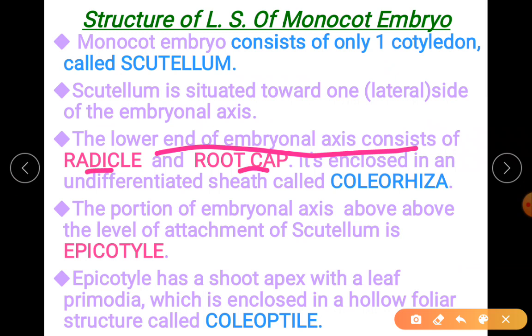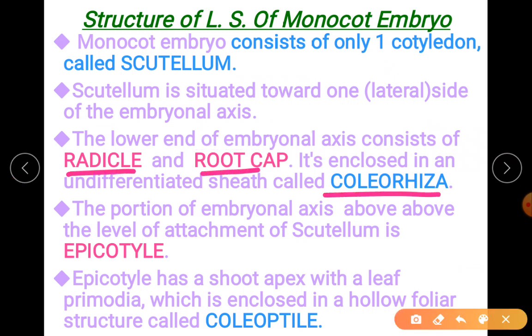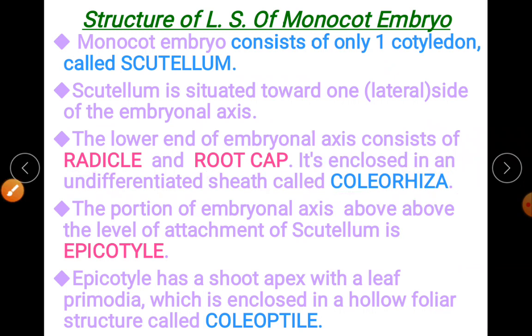And it is enclosed, very important. 1 mark question, what is coleorhiza? Radicle and root cap is enclosed in an undifferentiated sheath which is called as coleorhiza. This undifferentiated sheath is called as your coleorhiza.